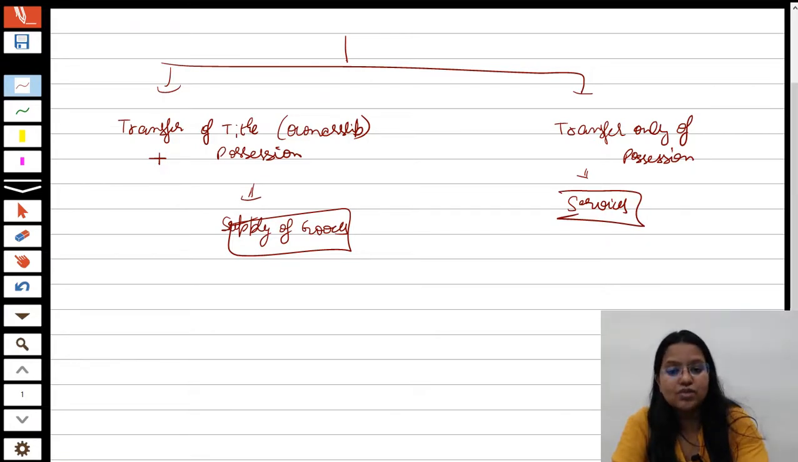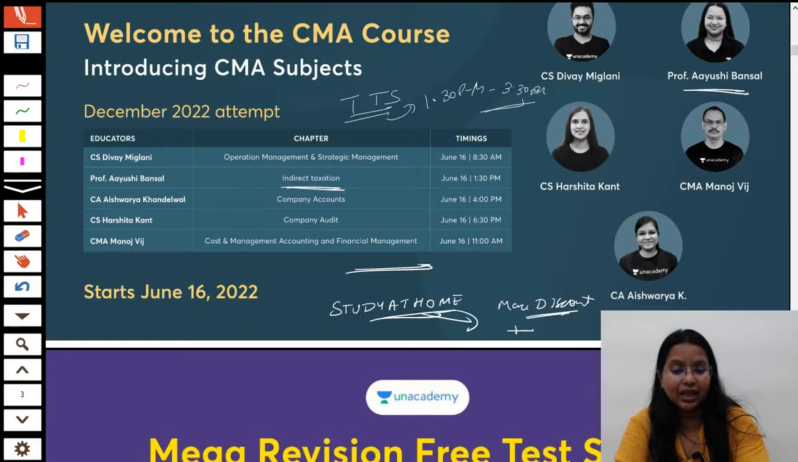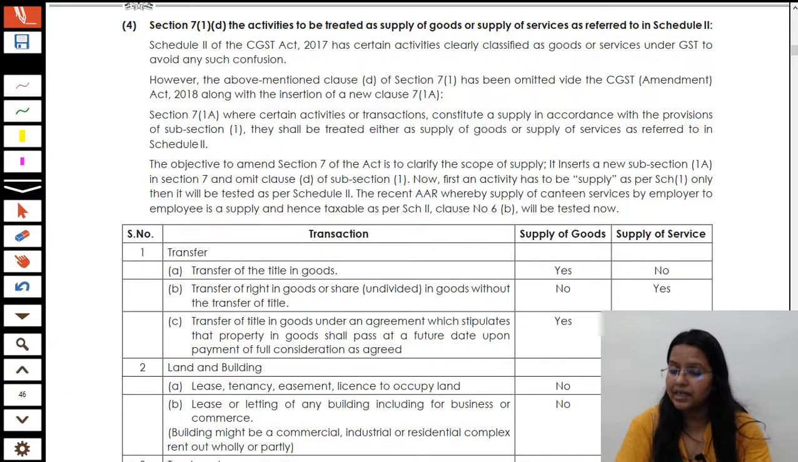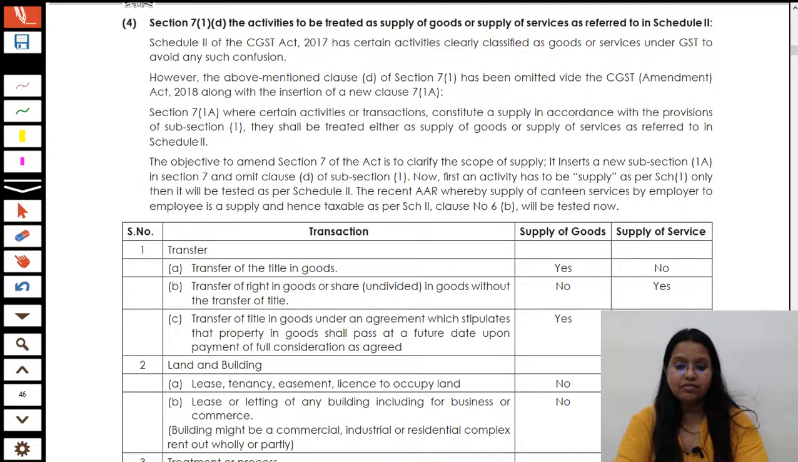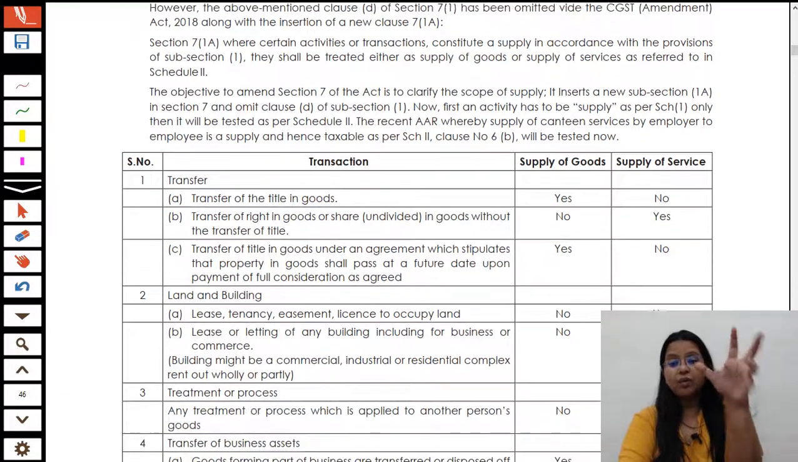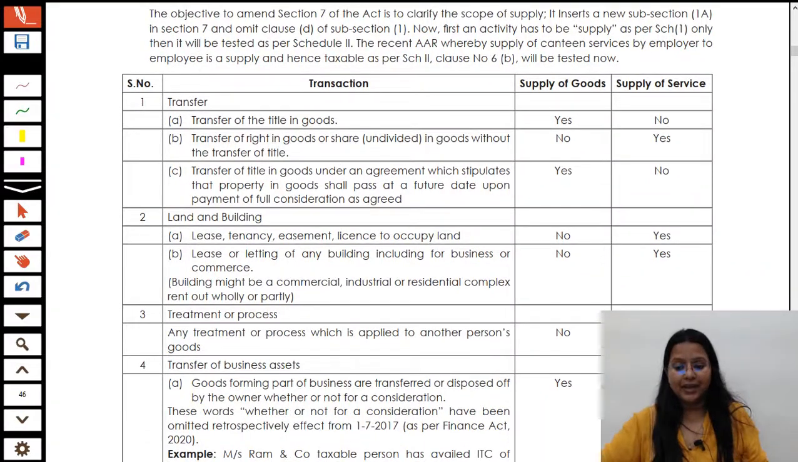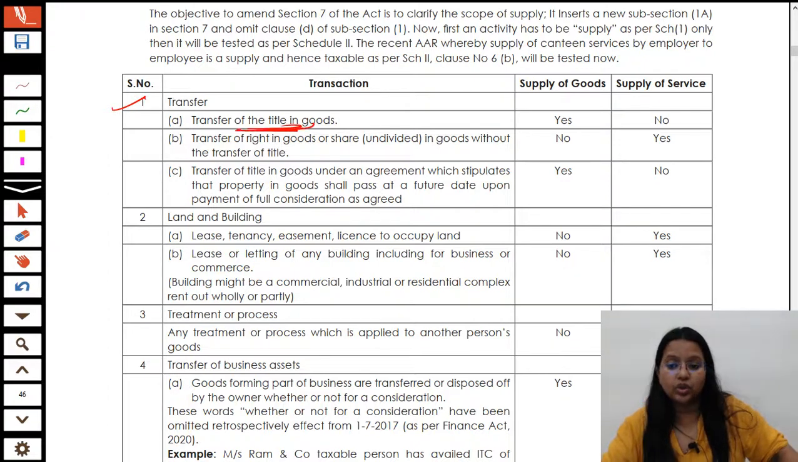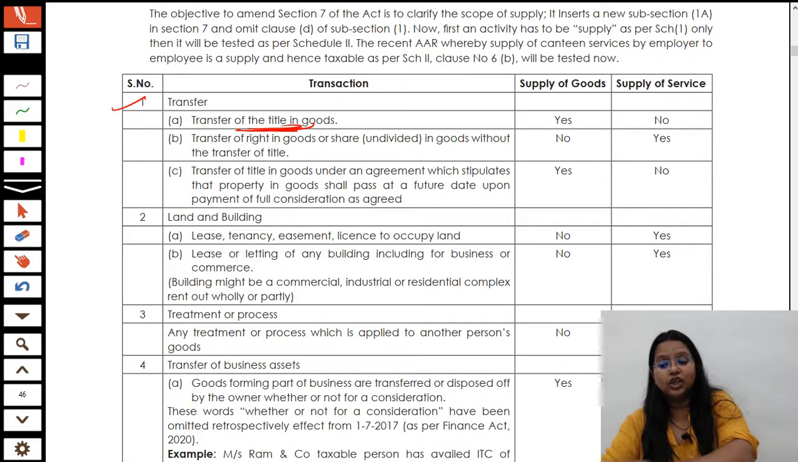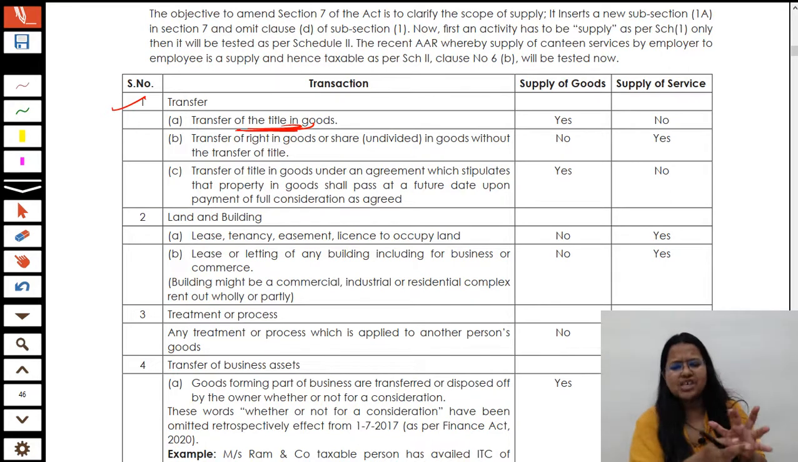Now, Schedule 2 specifies which activity shall be covered under supply of goods or supply of services. Okay, now with the help of this point which I have told you, we will be able to complete this table. Okay, first of all, if there is a transfer of title in goods, yes, if there is a transfer of title in goods, that is ownership. If ownership has been transferred, so possession has automatically been transferred.